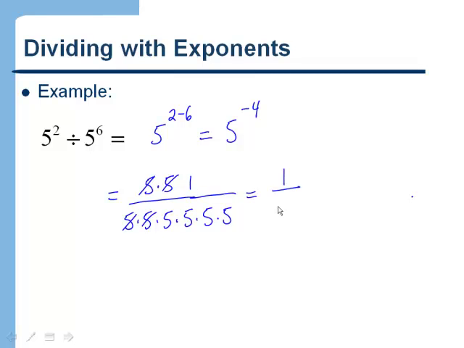I get 1 over 5 to the 4th. And so now we see what 5 to the negative 4th means. It really means 1 over 5 to the 4th. And so that's an important thing to remember, that in general, if I have a number a to the minus b, that means the same thing as 1 over a to the b.